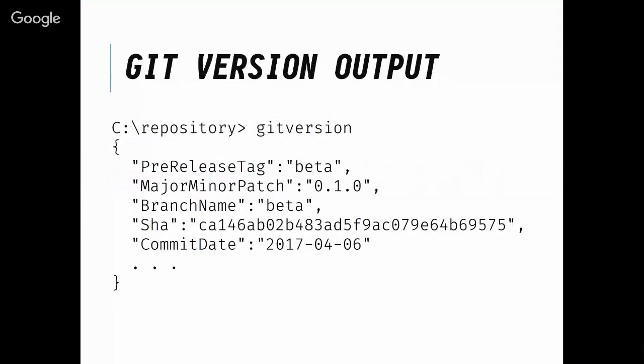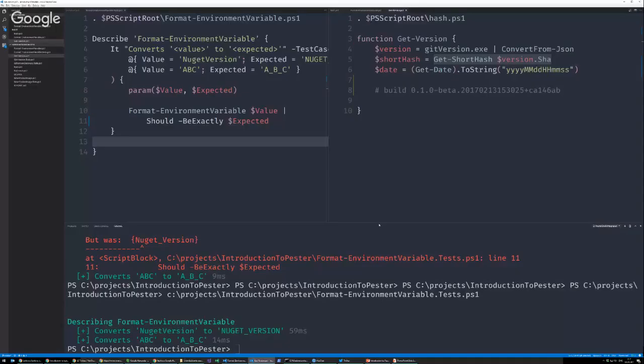So this is how the shortened output from the Git version looks like. So we take the SHA hash and shorten it through our function, and then we have other properties available. And what we want to build from those properties is this kind of string. Building the string is quite simple. What is difficult is stabilizing how the Git version works. And for that, we use mocking.